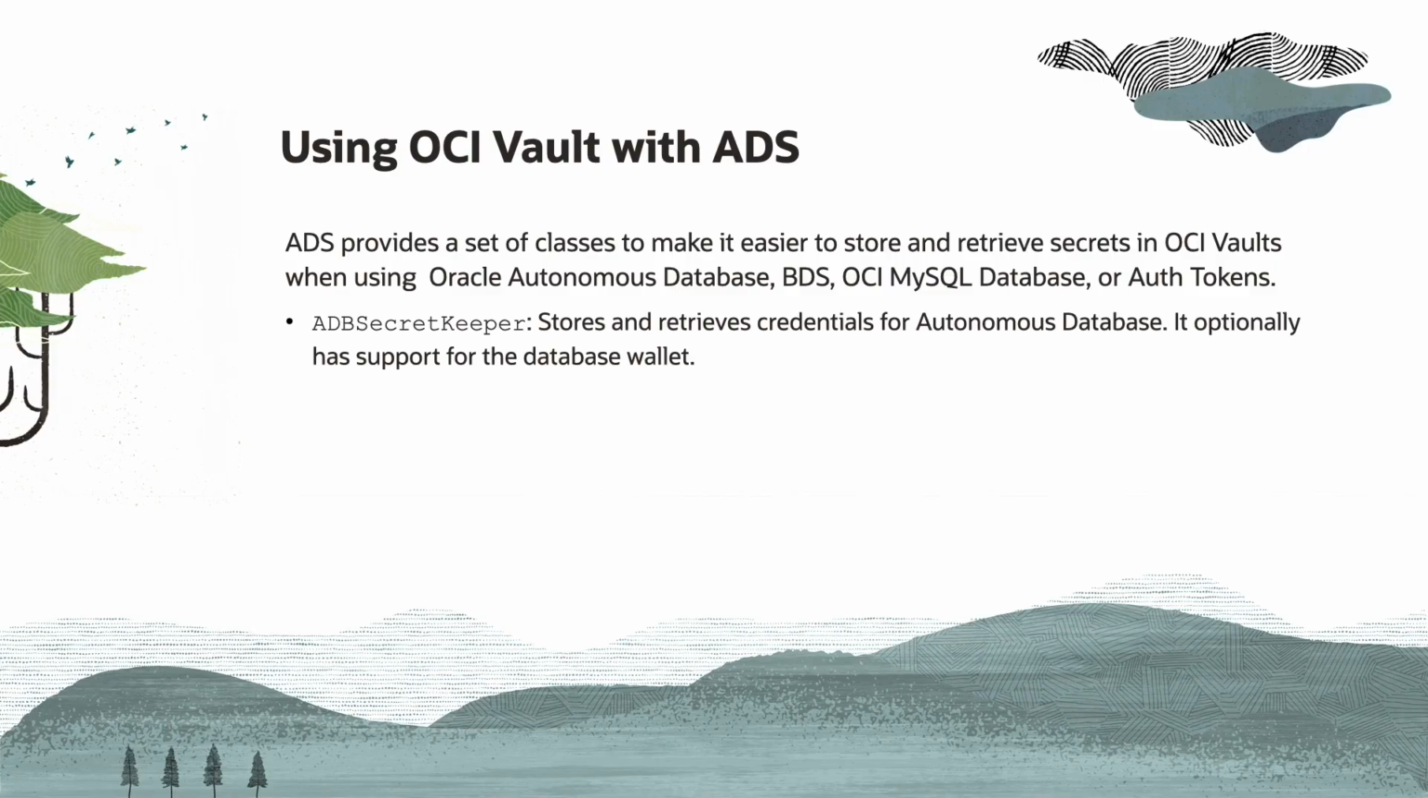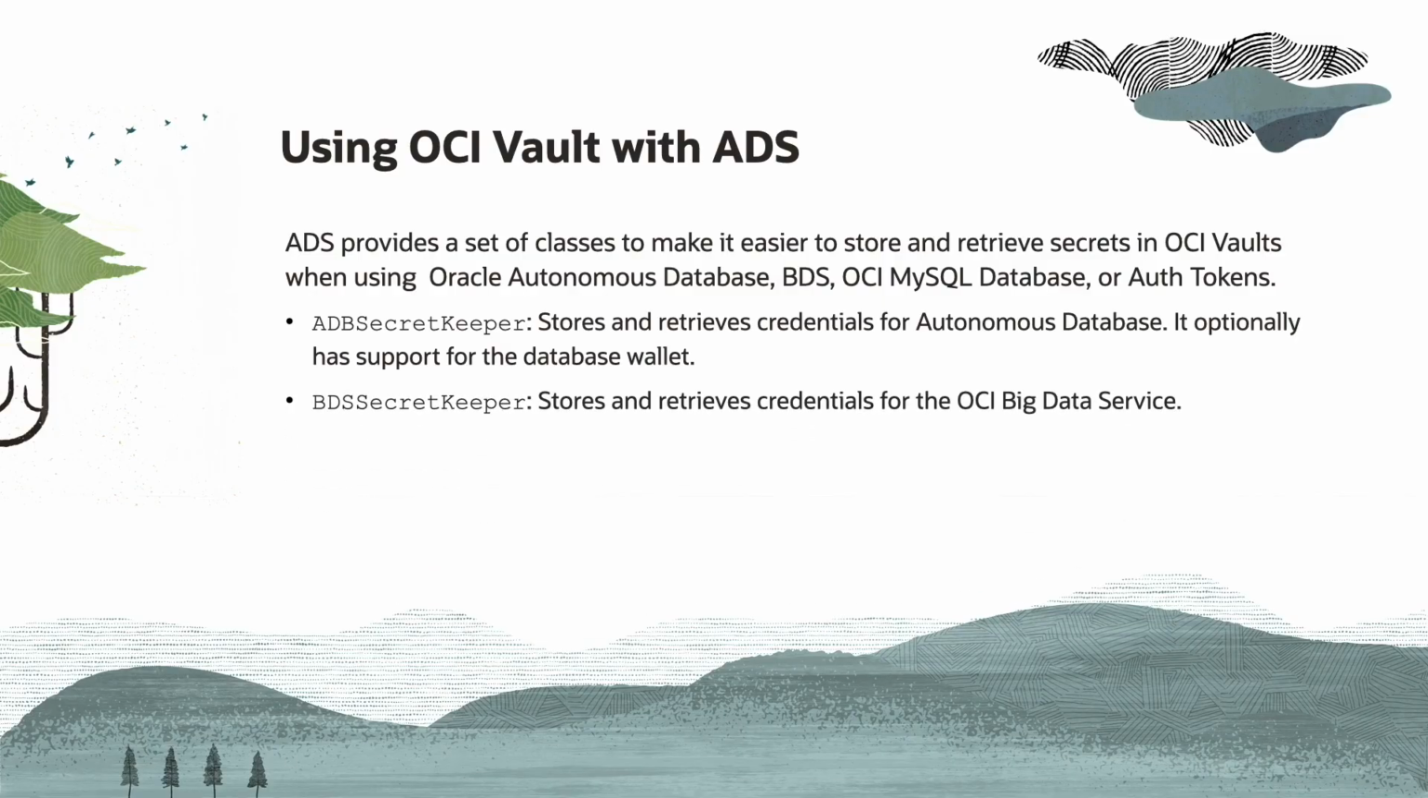If you're not familiar with this, in order to connect to an Autonomous Database, you need two things. You need your login credentials, such as your username and password, but you also need a wallet file. That wallet file is provided by the database administrator. The ADB Secret Keeper makes this really simple by having methods that will load that and store it in the secret for you, and then you'll be able to retrieve that and not have to copy around the wallet file all over the place.